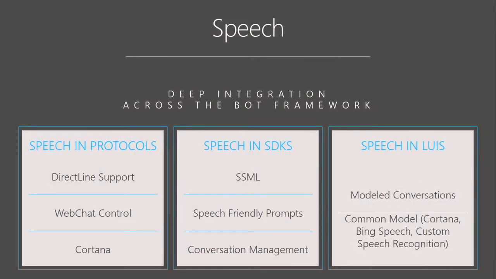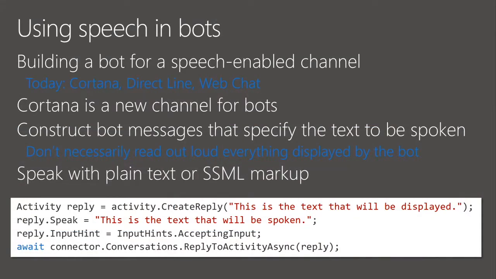And for speech support, today there are 3 channels that support speech out of the box. There's the web chat control, the one that goes directly on the web page. There's Cortana, of course, the one I was trying to show you. And there's the direct line support. Direct line is an API you can use to talk to the bot connector, so that you can create your own channel if you want. It works with SSML, the speech synthesis markup language, which is an open standard of the W3C. And there's more integration with Lewis for speech as well.